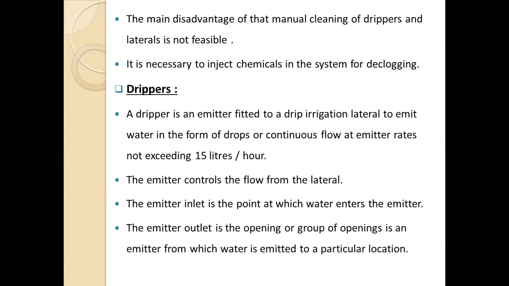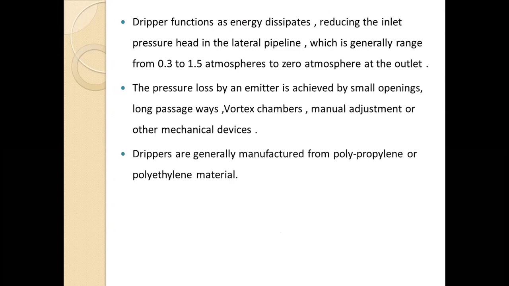A dripper is an emitter fitted to a drip irrigation lateral to emit water in the form of drops or continuous flow at emitter rates not exceeding 50 liters per hour. The emitter controls the flow from the lateral. The emitter inlet is the point at which water enters the emitter. The emitter outlet is the opening or group of openings in an emitter from which water is emitted to a particular location.